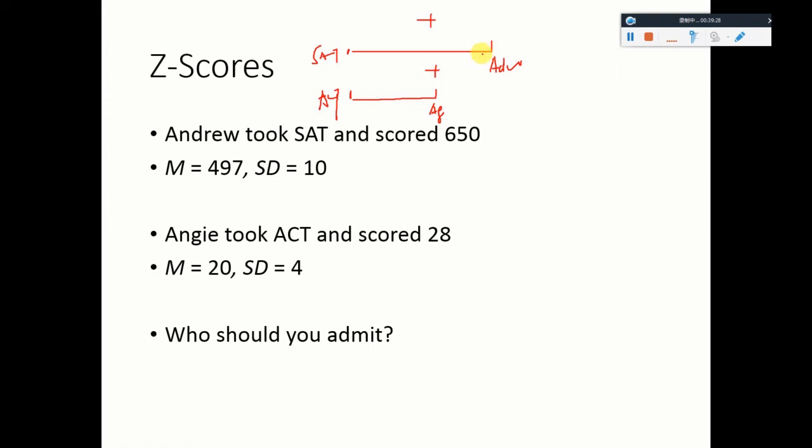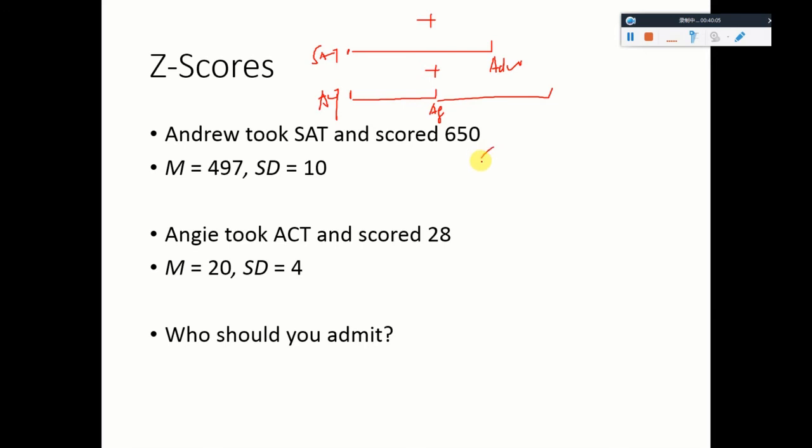So if it is the case that Andrew is way above the SAT mean, further than Angie's score is above the ACT mean, that means Andrew is the better student, the better applicant. But if Angie's score is way above the mean compared to Andrew's score relative to the SAT mean, then that will mean Angie is the better applicant. So again, we're converting these two scores, 650 and 28, to distances from their own means. Okay, so that means we're calculating these scores.